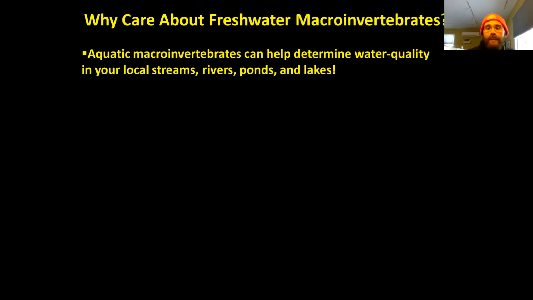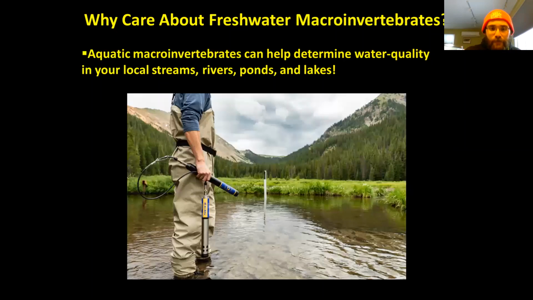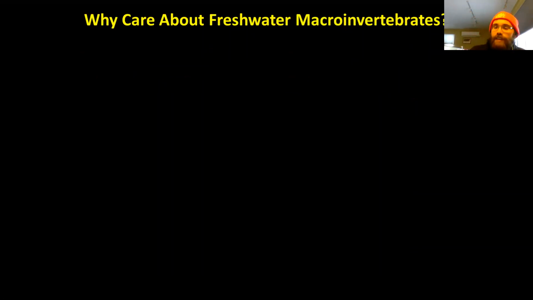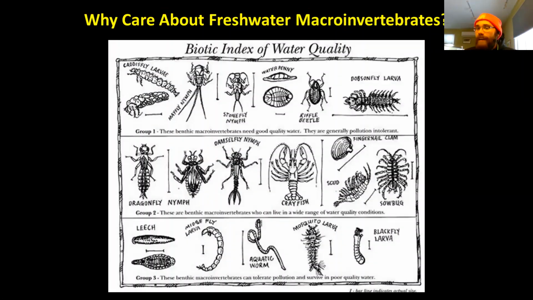Aquatic macroinvertebrates can help determine water quality in your local streams, rivers, ponds, and lakes. So sometimes we'll go out to stream systems and we'll use what are called data sondes. They're fancy pieces of equipment that we can stick in the water and we can get chemical readings, like temperature and how much dissolved oxygen is in the water. But the thing is, we can just take a look at the aquatic macroinvertebrates that are living in the streams and get an idea from their communities of how healthy the stream is.